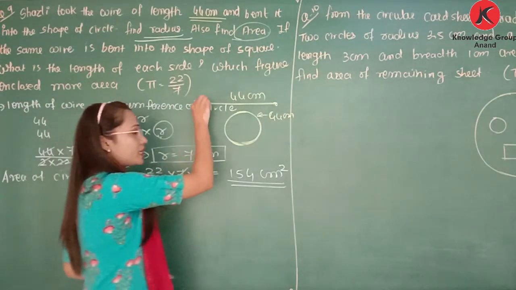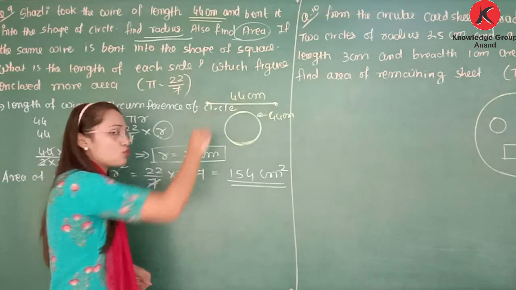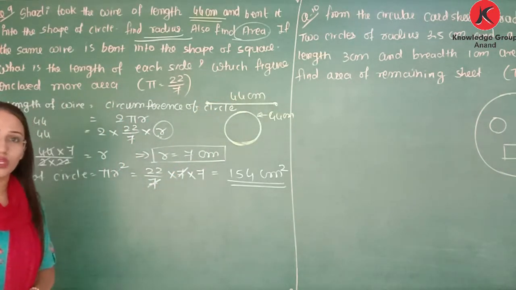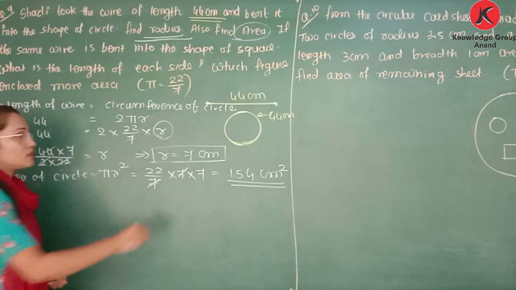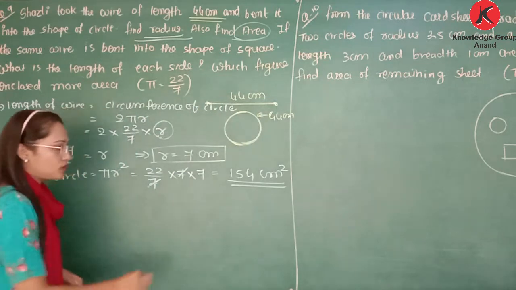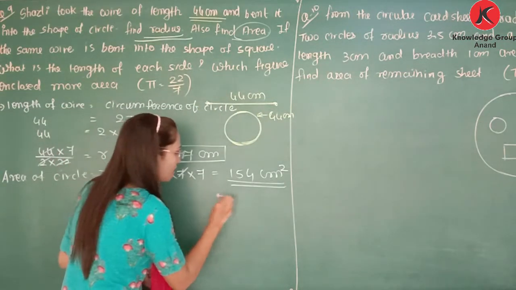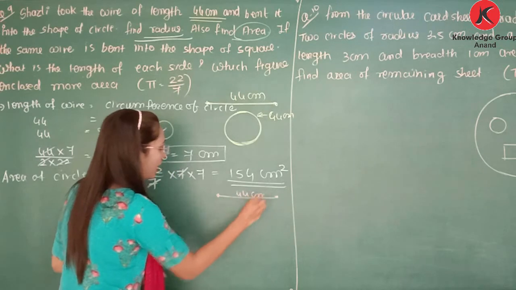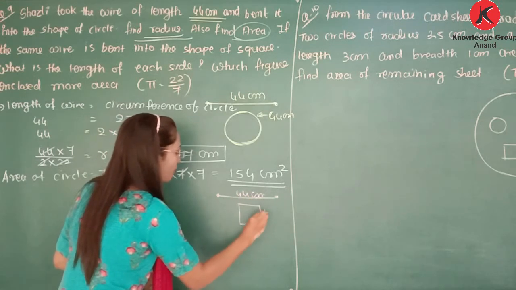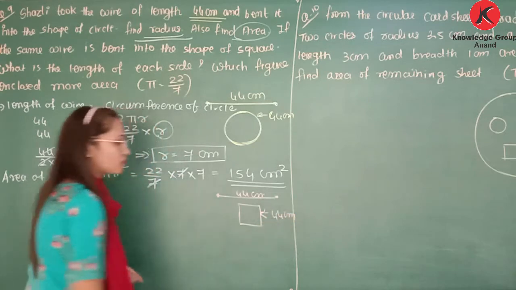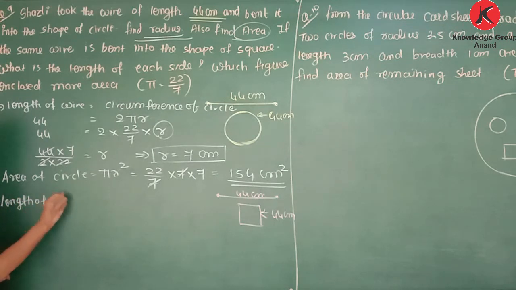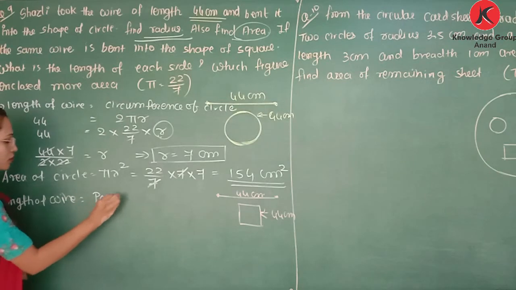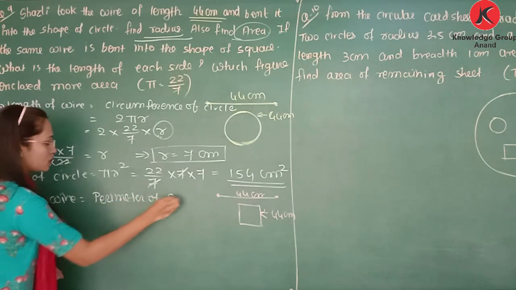Now this 44 centimeter wire is bended into the square. So that is also the perimeter of a square. What is the length of a side? So we can write length of wire is equal to the perimeter of square, because this is our wire of 44 centimeter and it is bended into the square. So perimeter is also 44 centimeter. So we can write length of wire is equal to perimeter of square.